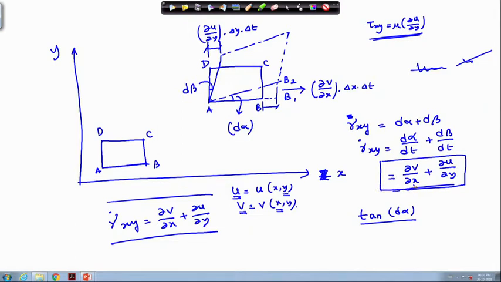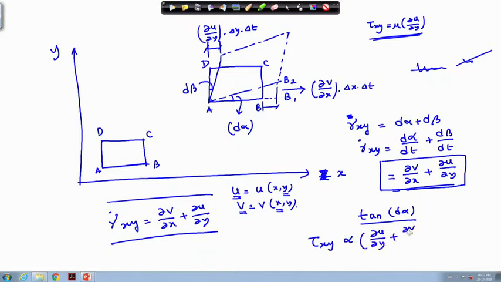Therefore, for a 2D flow field one can argue that the shear stress tau x y is proportional to the summation of the total angular deformation, which is del u del y plus del v del x. And if you have a Newtonian fluid, of course, tau x y is going to be mu into del u del y plus del v del x. So, that is actually an interesting concept. I will be happy if you pass on to the students this concept that this expression is valid for only a one dimensional flow field.